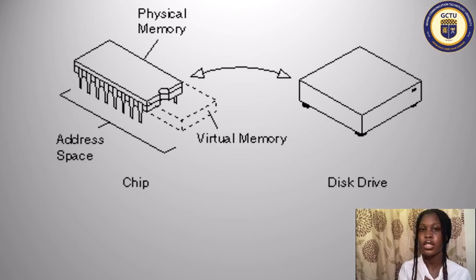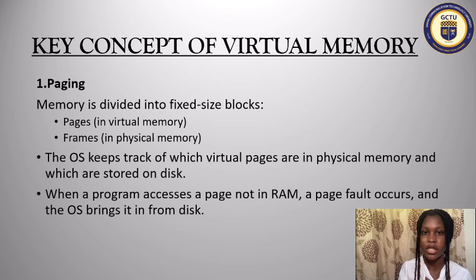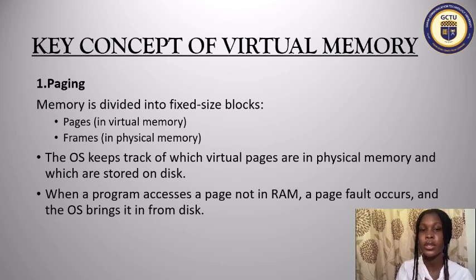We want to move into the key concepts of virtual memory. For that, we have paging, page table, page faults, thrashing, and the translation lookaside buffer. I will briefly explain each one of them. Paging divides the virtual memory into pages and the actual RAM into frames. So instead of loading a whole program, it loads only the needed pages. All that paging does is help the computer run more programs than the physical memory can handle alone.